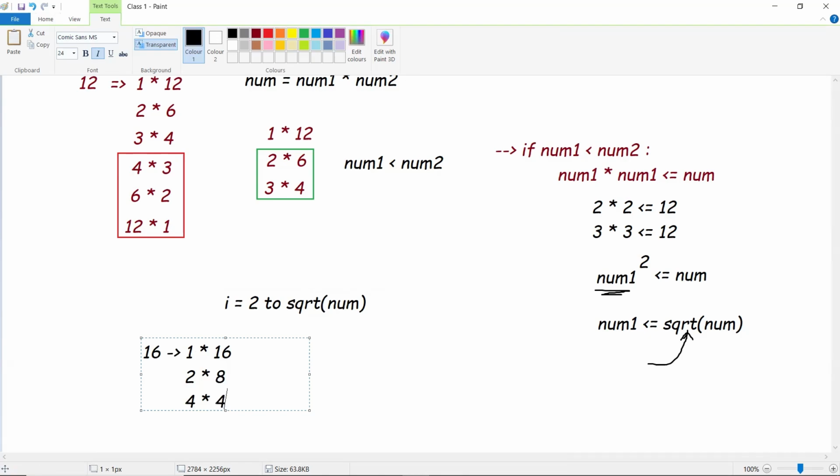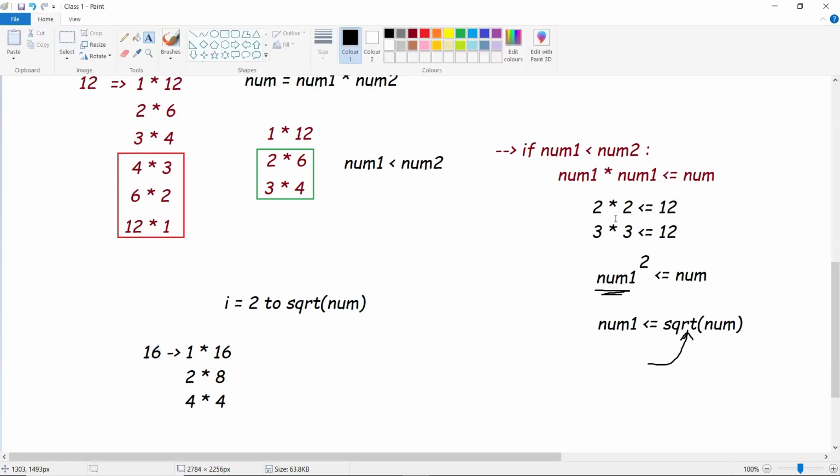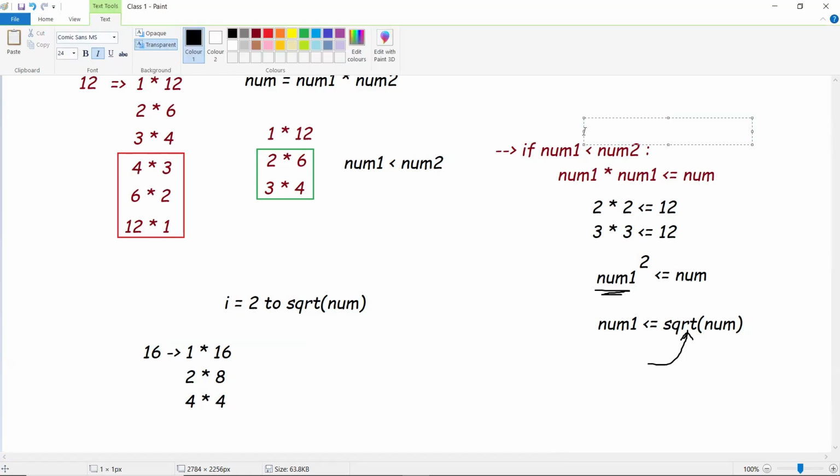If you observe here, num1 is less than or equal to num2. In that case, I also assume that num1 square would be less than or equal to my number. So 4 square is 16, and 16 is less than or equal to 16. So this condition is being satisfied. That's the reason we can write if num1 less than or equal to num2. Or we can simply go for num1 square less than or equal to number. So either of these two conditions should work.